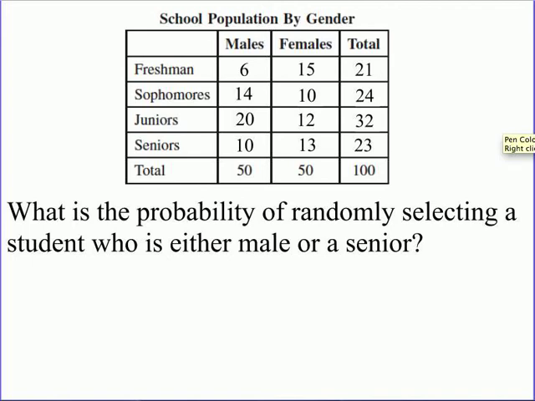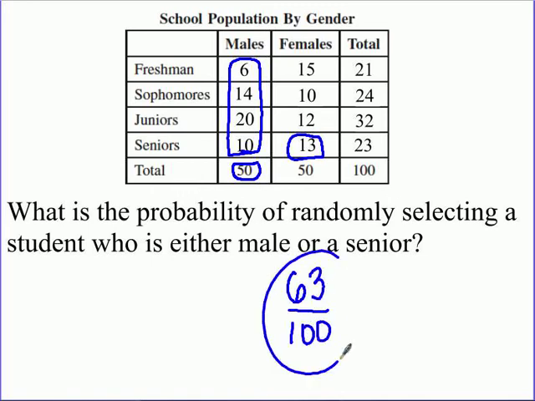What is the probability of randomly selecting a student who is either male or a senior? Okay, now this one you have to be careful, because how many males do I have? 50. Now the males include everybody right here. Okay, now they said, or you could pick somebody who's a senior. So how many more does that add in? 13. Okay, so really if I have my 50 and my 13, how many are there? 63. 63 out of 100. Okay. So you kind of have to read and make sure that you're answering the question there.